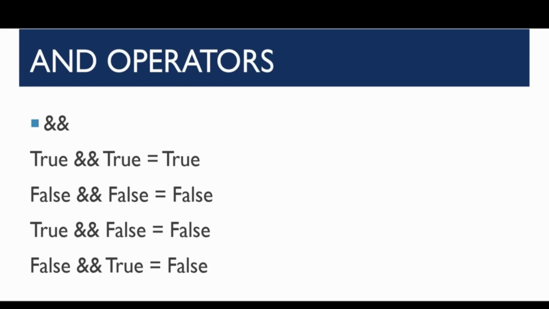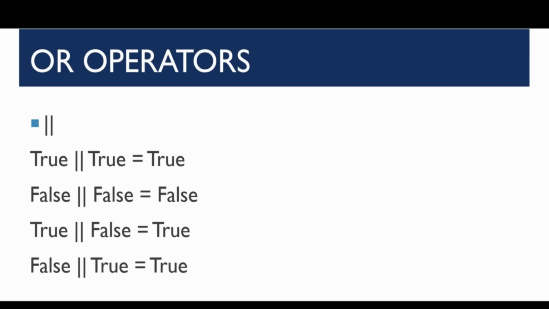Now let's take a look at the third example. It includes true and false. As I told you earlier, you need to have both the answers true, or else it would give a value as false. As you can see, one of the values is false, so the resulting output would be false. The same goes for the fourth one.